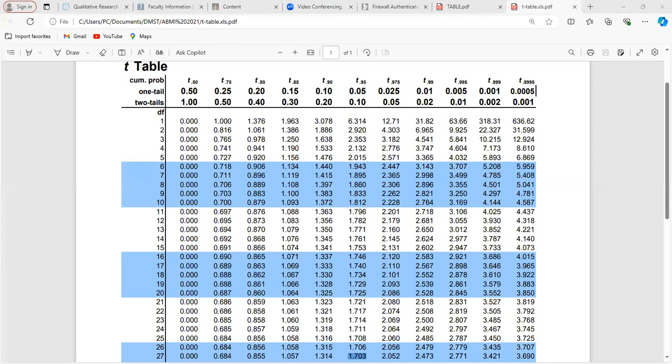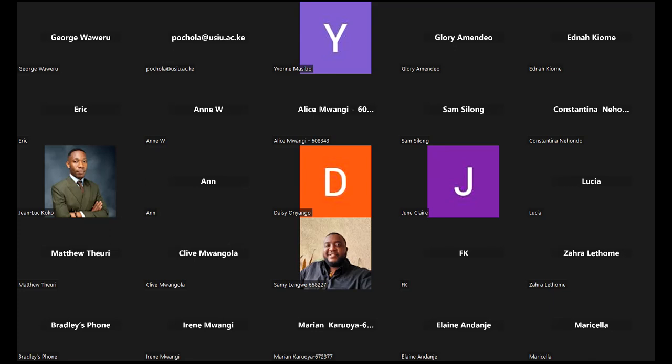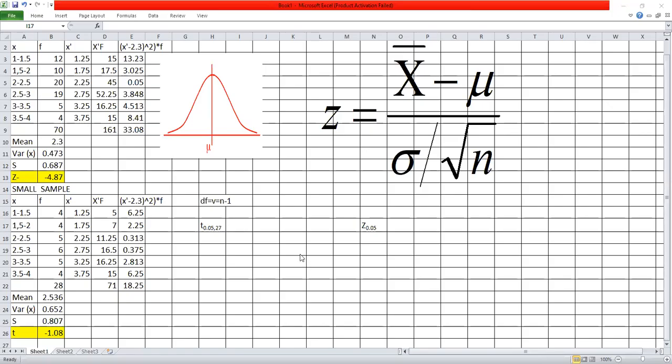Then I share Excel. Then we go back to this side. That is our T value, right? That's our T value, 1.703.